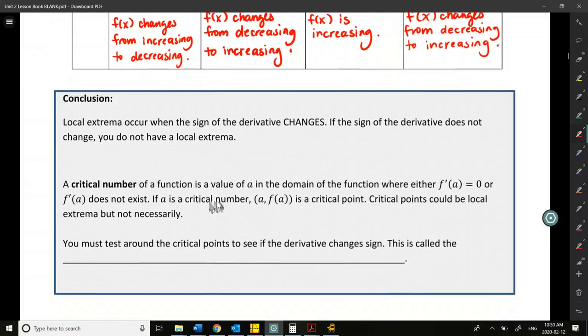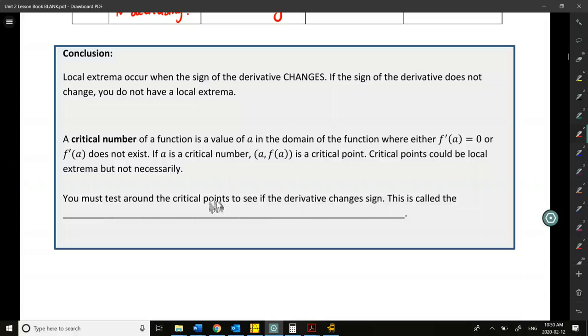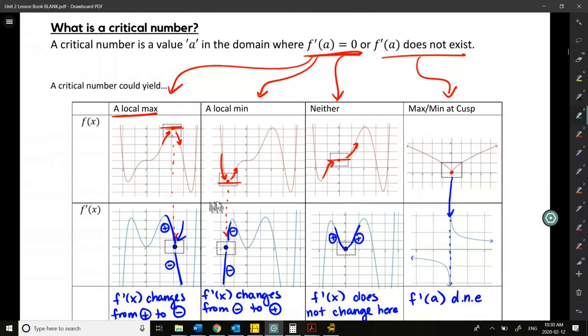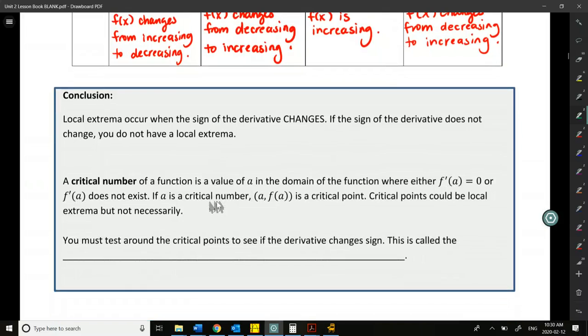Okay, so those are just some scenarios that you could see when your first derivative does not exist or your first derivative is equal to 0. So our conclusion is that these things called critical points, or critical numbers, are called critical numbers because they can produce things that we call local extrema. So local extrema would be like local max, local min.